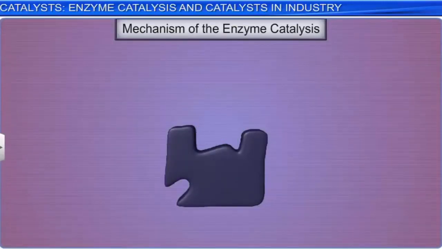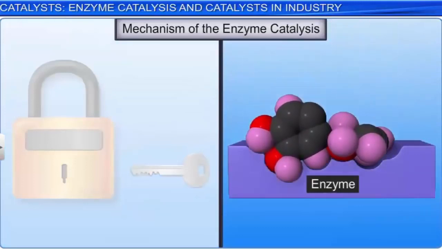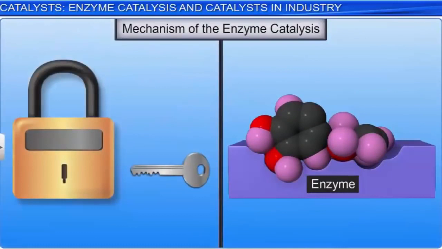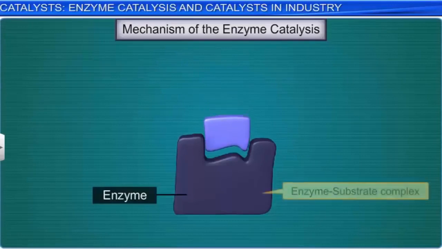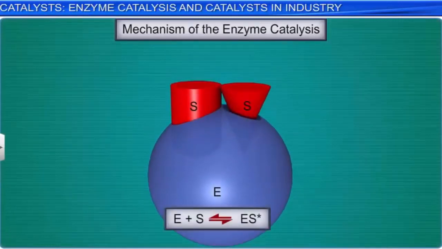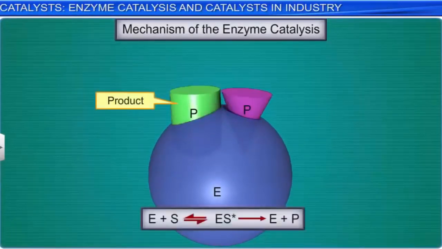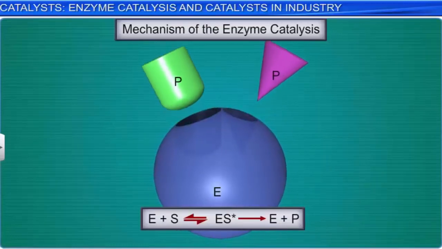Just as only a particular key can fit into a specific lock, only a specific substrate can fit into a particular enzyme. Hence, the mechanism is known as the lock and key mechanism. This specific binding leads to the formation of an enzyme-substrate complex. When bound to the active site, the substrate is converted into the product. Further, as the product molecules do not have any affinity for the enzyme surface, they leave the enzyme surface immediately.